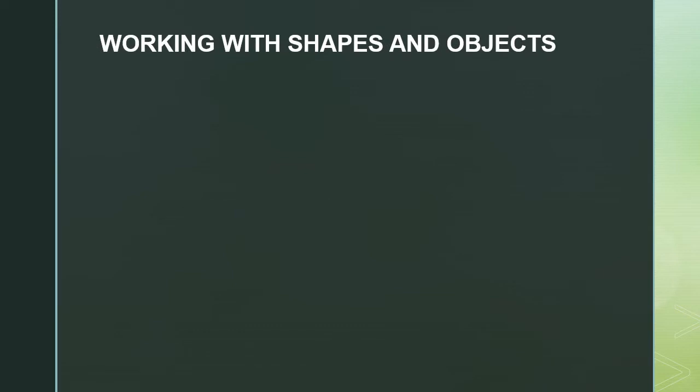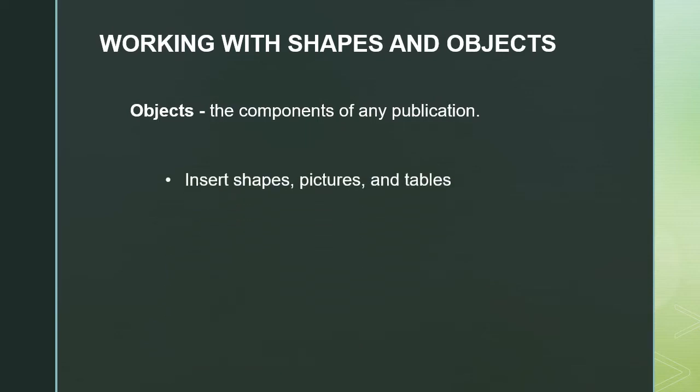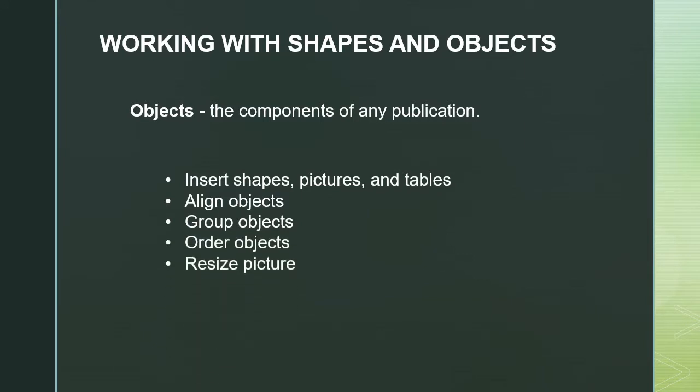Let us start our discussion with working with shapes and objects. When we say objects in MS Publisher, these are the components of any publication. It could be your text boxes, shapes, pictures, or tables. So we will discuss one by one the following: insert shapes, pictures, and tables, align objects, group objects, order objects, resize picture, and crop picture.